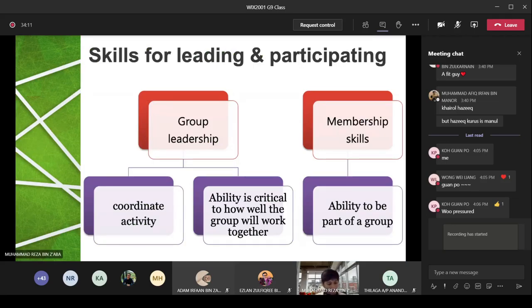Okay, when you're leading the group, you need to be able to coordinate the activities, for example, the Sulam project that you're going to conduct. And then you need to be able to handle the group, how the group works together. Now, since everyone is at their home, you can't physically meet, so that's also a challenge to those who are the leaders. And members also need to play their role. They need to be able to be part of the group, contribute ideas and suggestions, for the group to move forward.